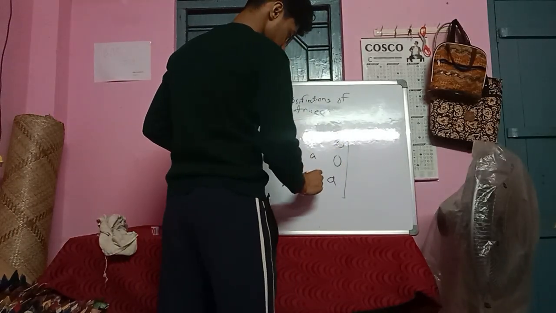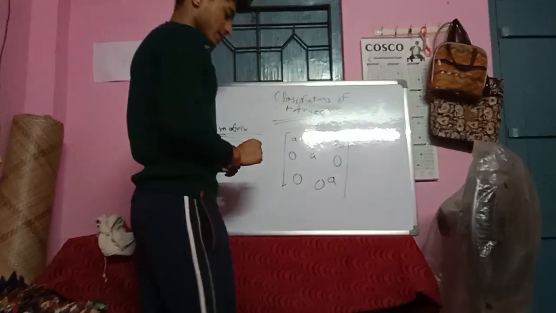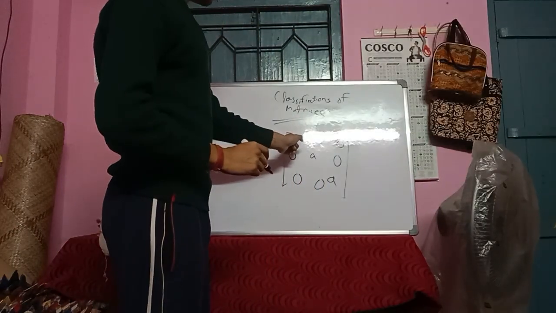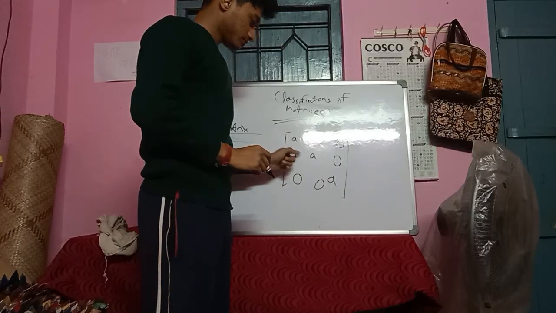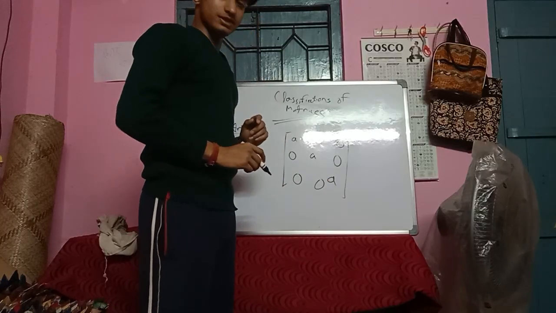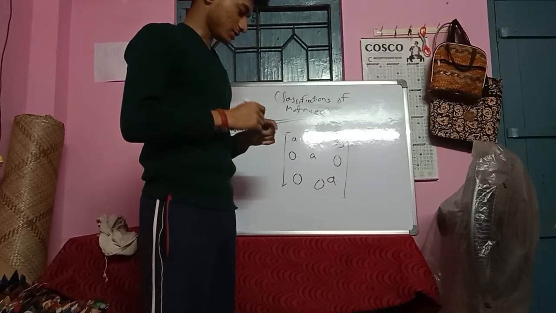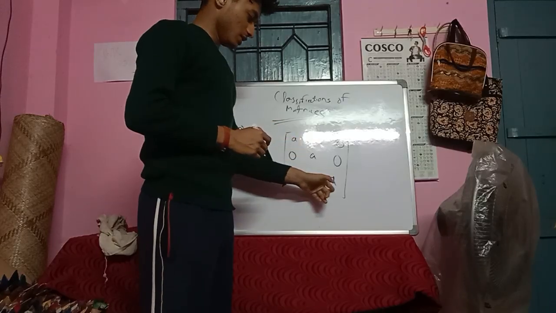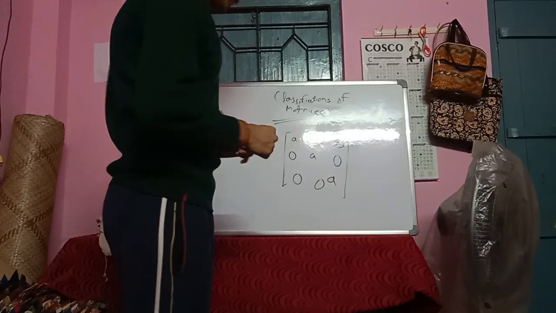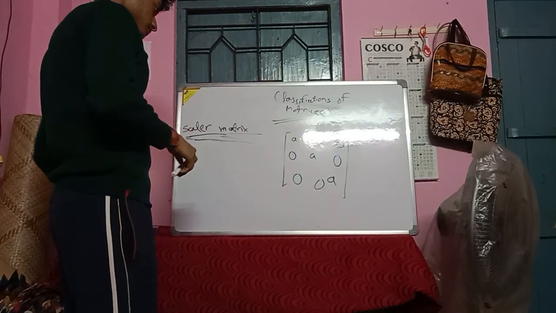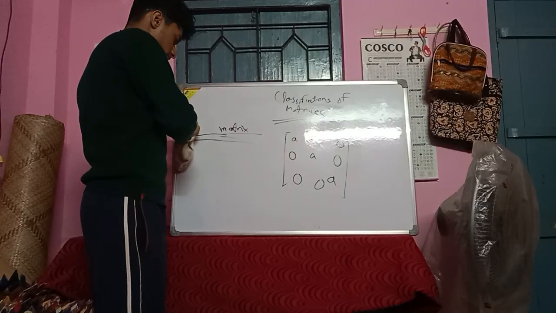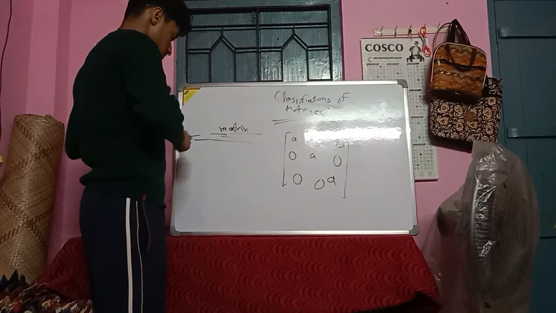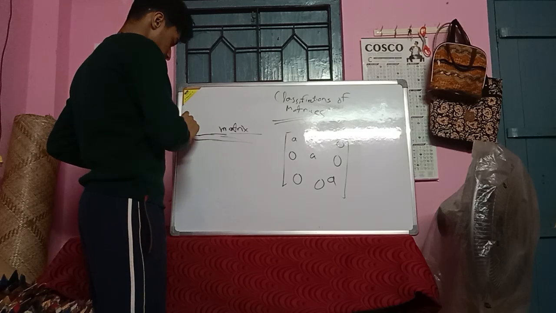Everything else, every element that is not a part of this primary diagonal, is zero. Every element is zero other than the elements in this diagonal, the primary diagonal. Okay. Now the next one we will be learning about is the identity matrix.